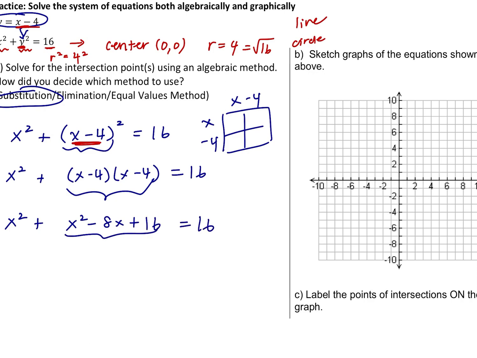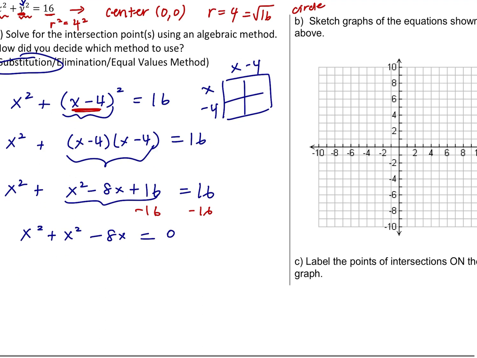Okay. Now, you can subtract 16 from both sides to make it equal to 0. x squared plus x squared minus 8x equals 0. And then I'm going to keep going. I can add these two: 2x squared minus 8x equals 0.